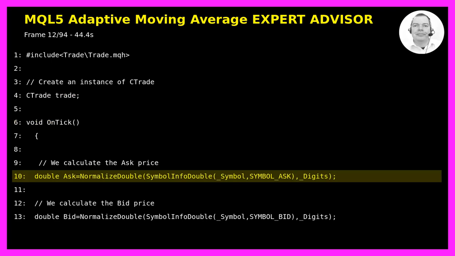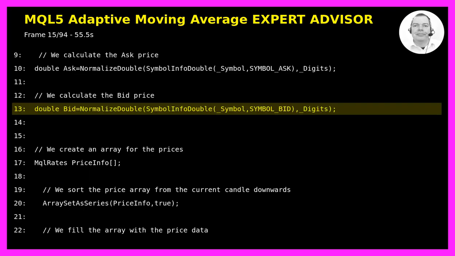Inside OnTick, we start by calculating the current ask and bid prices. We use SymbolInfoDouble with the parameters _Symbol and SYMBOL_ASK to get the ask price, and SYMBOL_BID to get the bid price. The NormalizeDouble function rounds these prices to the correct number of decimal places based on the symbol's digits.